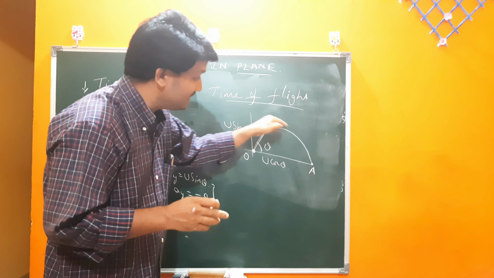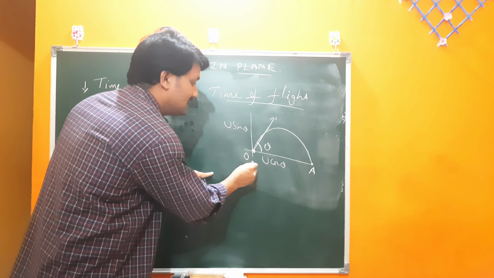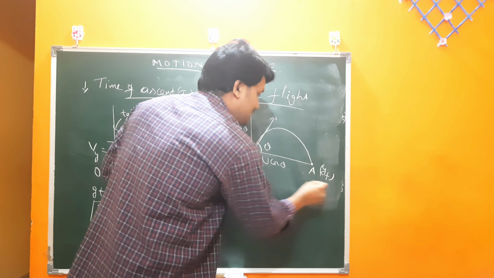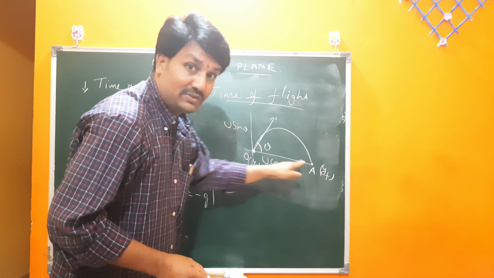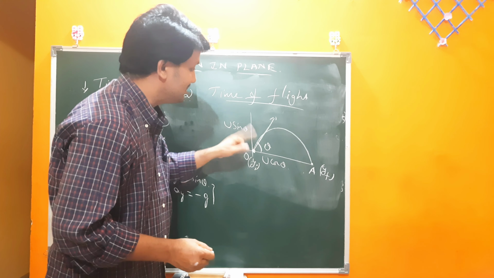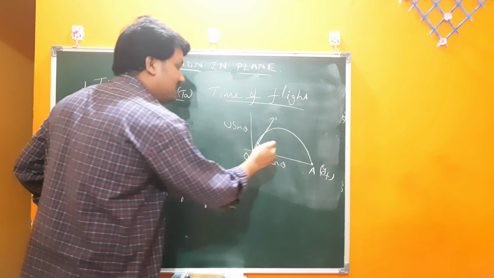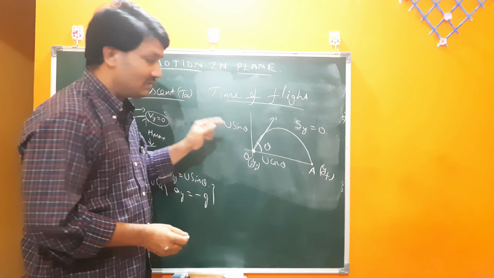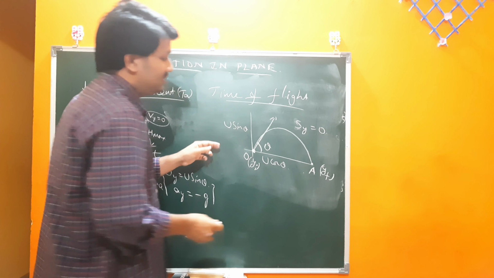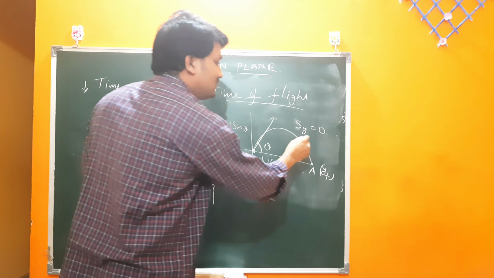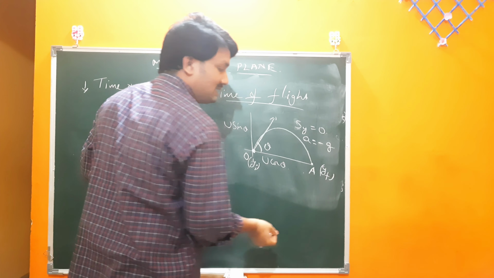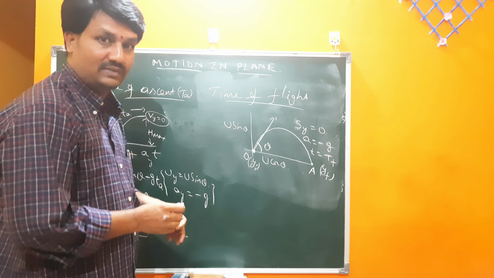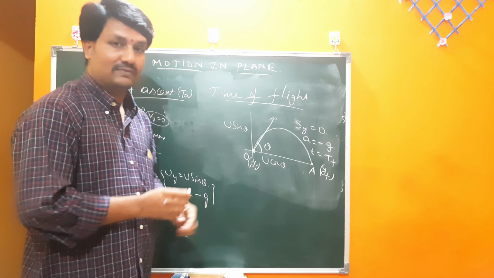Height is 0. So this one is the initial position, and here this one is the final position. Initial position, final position, same level. Hence the vertical displacement Sy is equivalent to 0. Yes, and at the same time acceleration due to gravity, a is equivalent to minus g, and t is equivalent to Tf. Right? So what is the definition of time of flight?